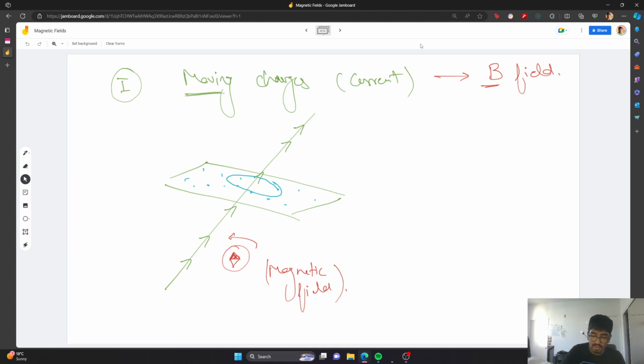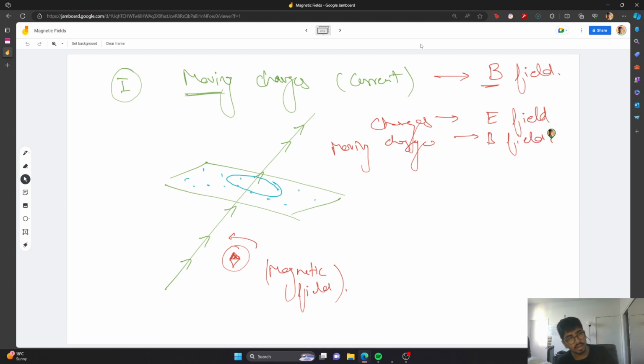So all charges which we see produce an E field, which is the electric field that we saw previously in the last slide. All charges, whether stationary or moving, produce an E field, but moving charges produce a B field, right? So a moving charge will produce both an E field and a B field in a way.